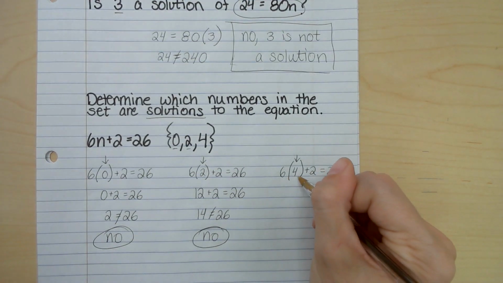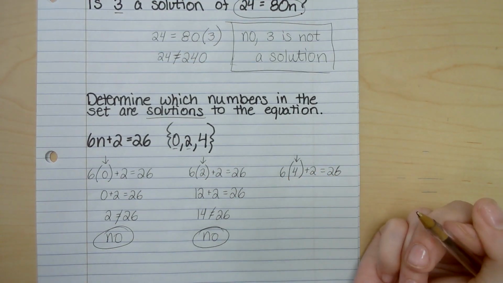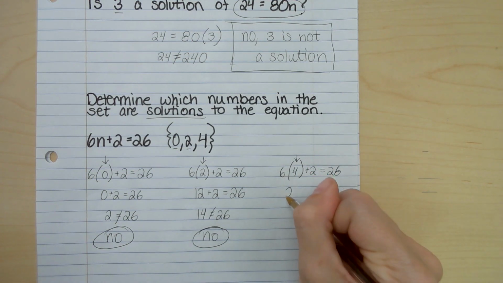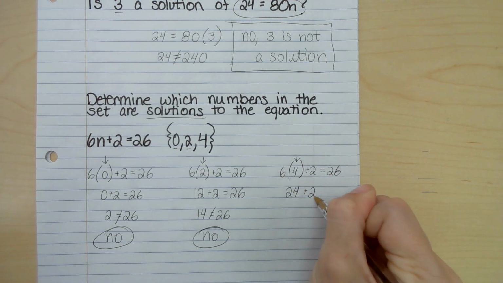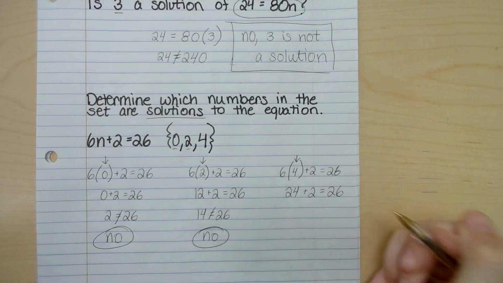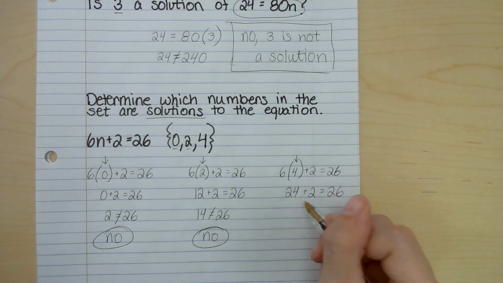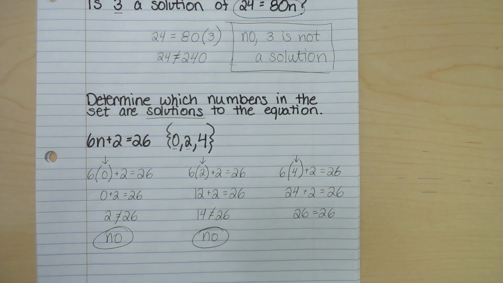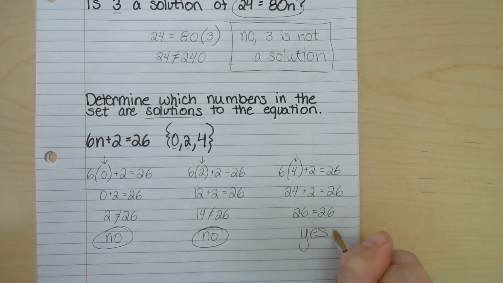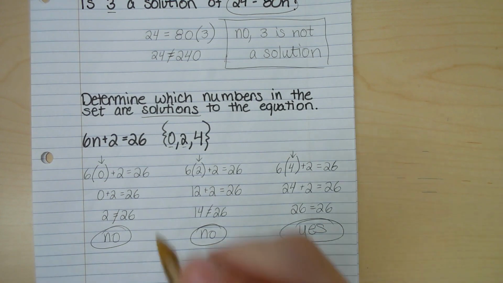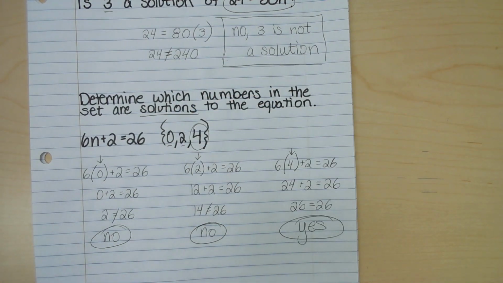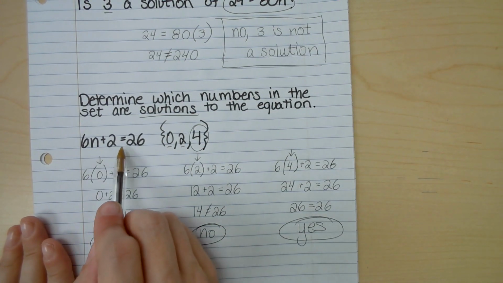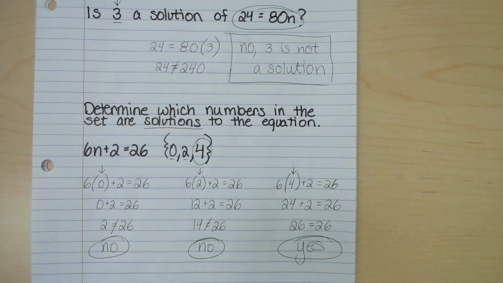Last one, now I'm going to check if 4 is a solution. So 6 times 4 is 24. Bring down the rest of the equation. And then I add 24 plus 2, that's 26. So yes, 4 is a solution to 6n plus 2 equals 26.